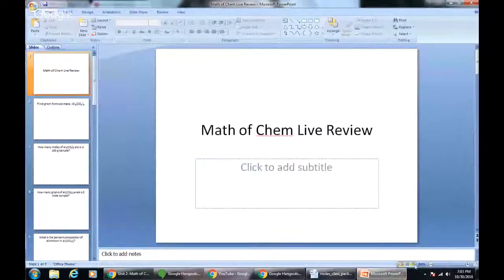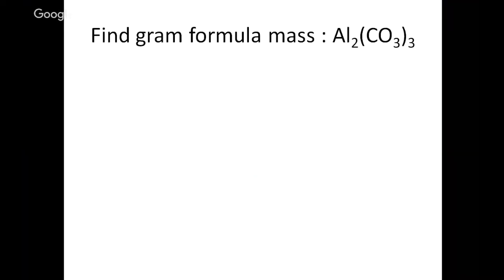All right. So first question I have is find the gram formula mass of Al2CO3. The way you can do this, we need to find the mass of aluminum. The mass of aluminum is 27. 2 times 27 because you have 2 aluminums. You should have 3 carbons and you should have 9 oxygen. When you add that all up, you should get 234 grams per mole.